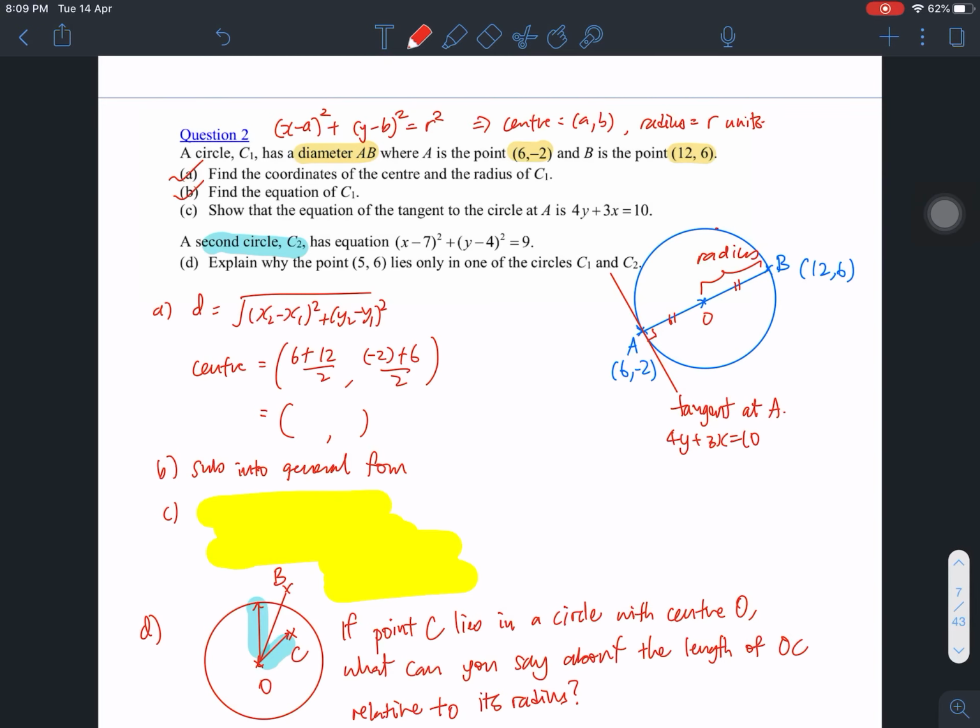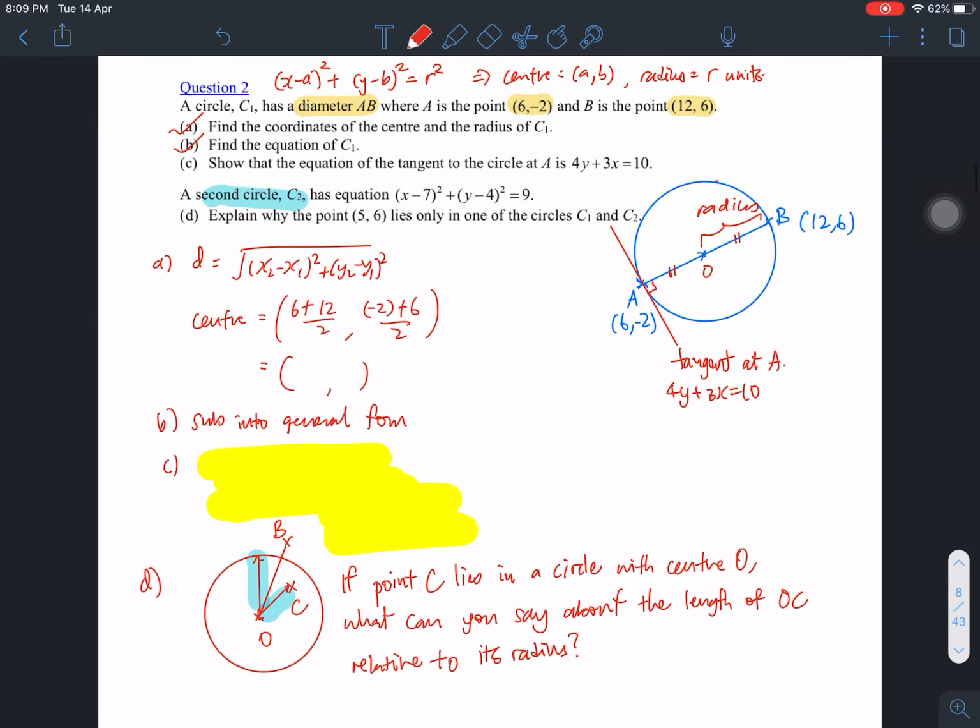Relatively simple, right? And for part C, I want to show that the equation of the tangent to the circle at A is given by this equation. So I've already sketched out the diagram, okay? So I encourage you to do so if you cannot visualize. It need not be perfect, but when you sketch it out, you can see for yourself how it looks like. Okay, so the tangent at A would simply be this line over here, and we would like to show the equation of the tangent is given by 4y + 3x = 10.